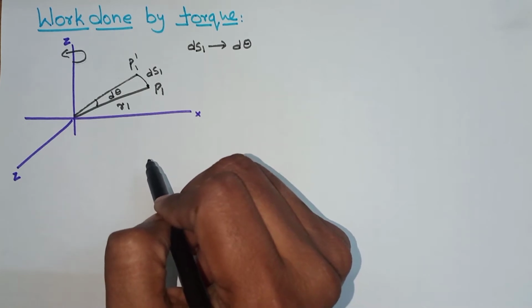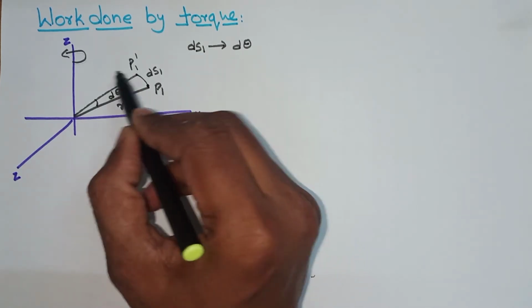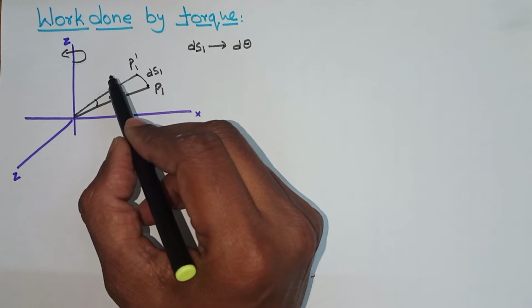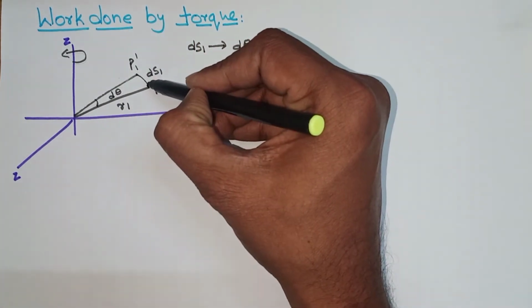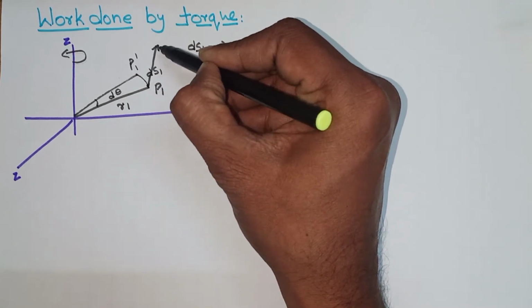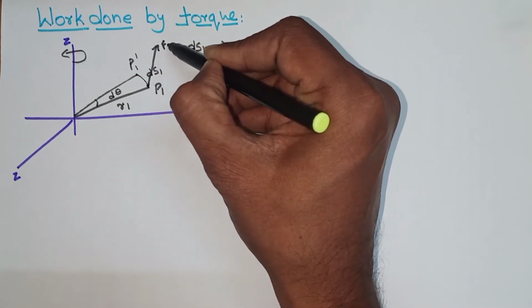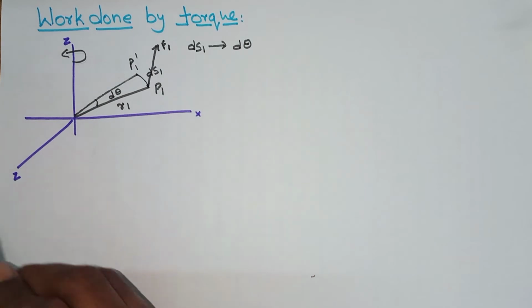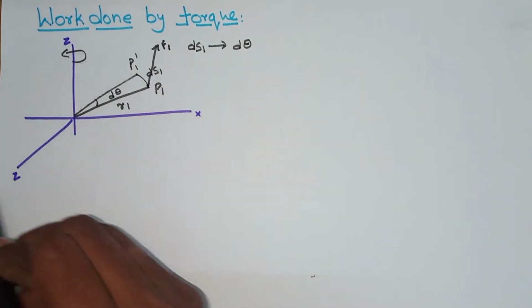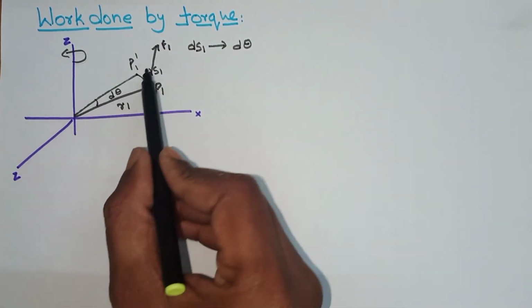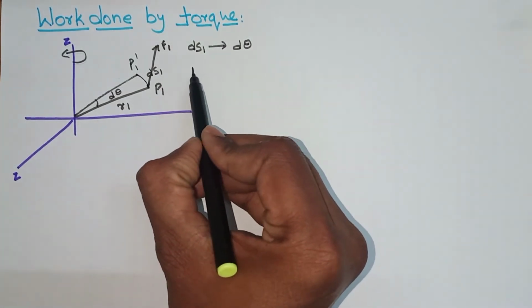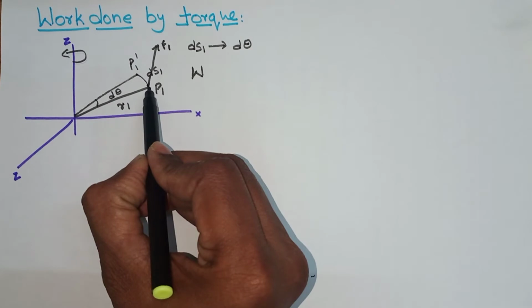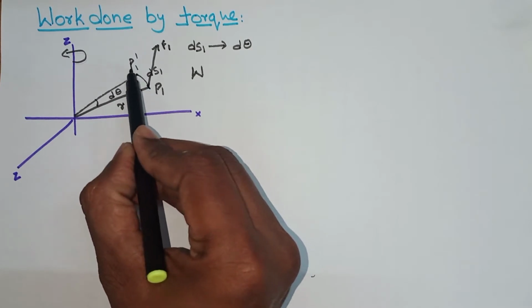Now how do we rotate such a body? We have to apply some force. When you apply a force F1 in this direction, the body is rotated. If you consider many particles where force is applied, then we can consider them together. So how do we calculate the work done in moving from point p1 to p1 dash?